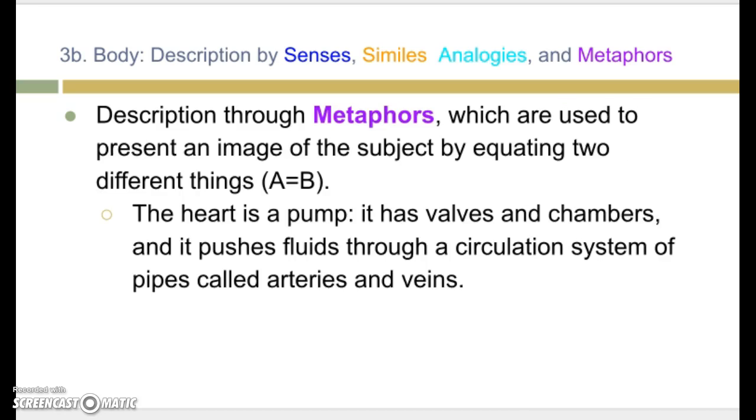Finally, we can use description through metaphors, which are used to present an image of the subject by equating 2 different things: A equals B. The example: the heart is a pump. It has valves and chambers, and it pushes fluid through a circulation system of pipes called arteries and veins.